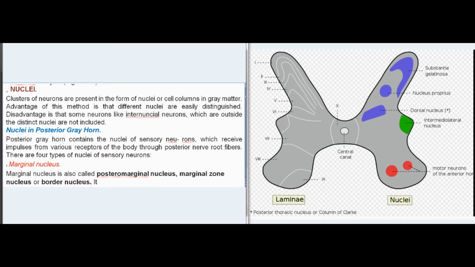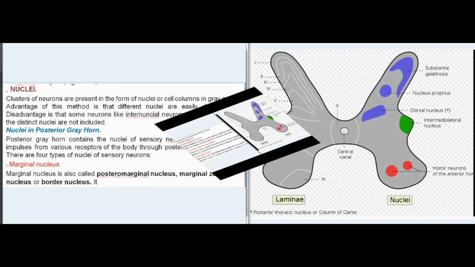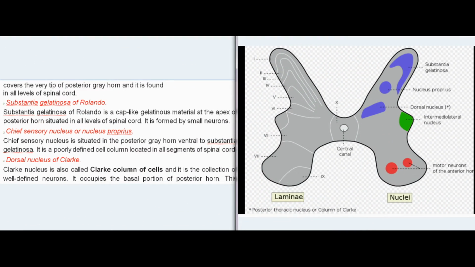There are four types of nuclei of sensory neurons. Marginal nucleus. Marginal nucleus is also called posteromarginal nucleus, marginal zone nucleus or border nucleus. It covers the very tip of posterior gray horn and it is found in all levels of spinal cord. Substantia gelatinosa of Rolando is a cap-like gelatinous material at the apex of posterior horn situated in all levels of spinal cord.